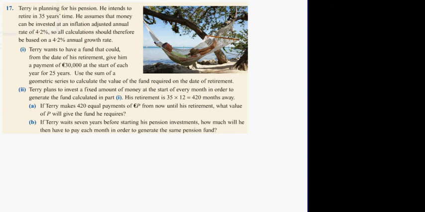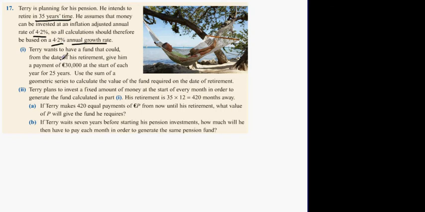Terry is planning for his pension. He intends to retire in 35 years' time. He assumes the money can be invested at an inflation adjusted annual rate of 4.2%. So all calculations will therefore be based on a 4.2% annual growth rate.